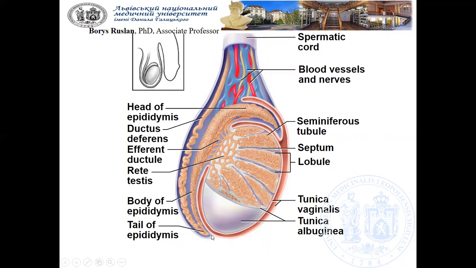Okay, so it's a scrotum and a testis, right? You can see the seminiferous tubule, septum, lobule, right? Rete testis. You can see epididymis, head, body, tail of epididymis, right? This one, ductus deferens, and the tunica albuginea, tunica vaginalis. So the testes have 7 coverings.